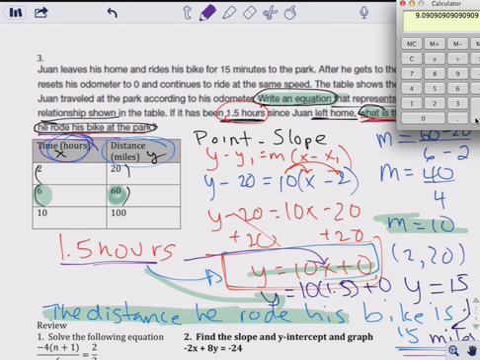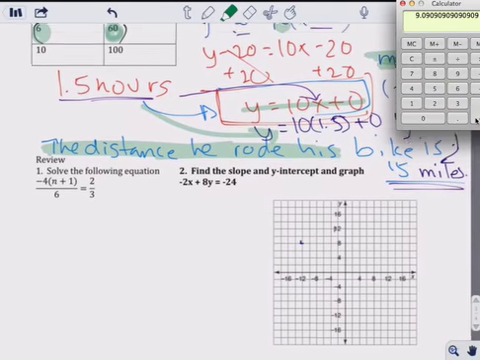So that's how you do that. If you didn't get it, first you find the slope. Always find the slope, substitute it into here where m is, and pick a point. I believe I picked 2 and 20. So I picked these 2 points, distribute, and get the answer. Okay, that's how you do number 3.